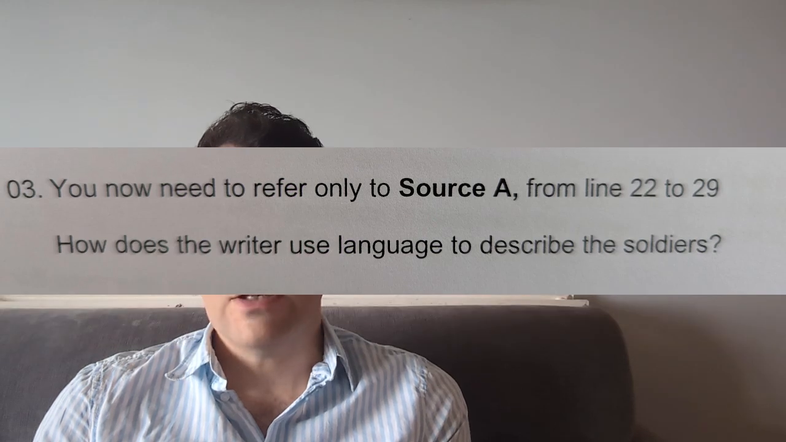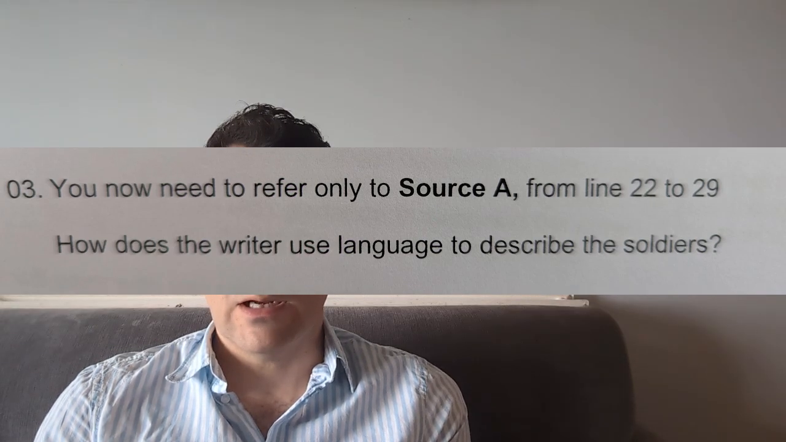Right, let's have a look at a question, shall we? An example question. So this is on a source which is about First World War soldiers, right? So we're talking 1915, First World War soldiers arriving into London at Victoria Station on a train, okay? And the question 3 for this one is, you now need to refer only to source A from lines 22 to 29. How does the writer use language to describe the soldiers?